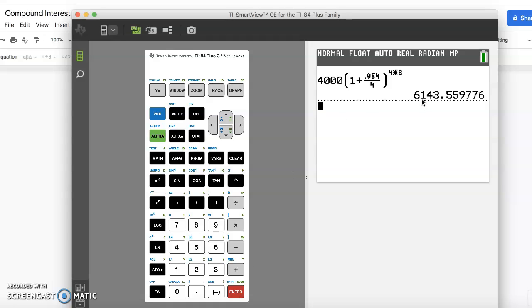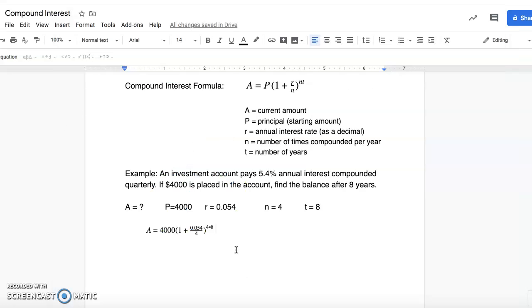Okay, so it turns out that after 8 years, our $4,000 grows to $6,143.56. Okay, so about $6,143.56, and if we want to round it off, $6,144 is how much is in our account after 8 years.